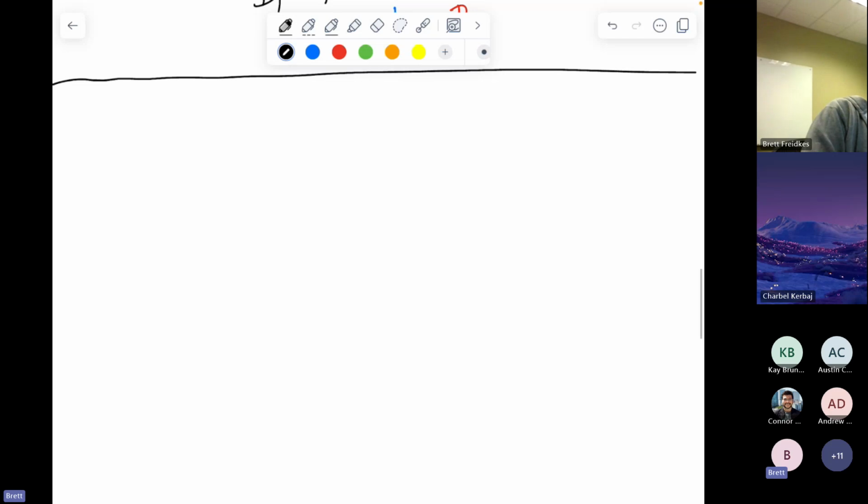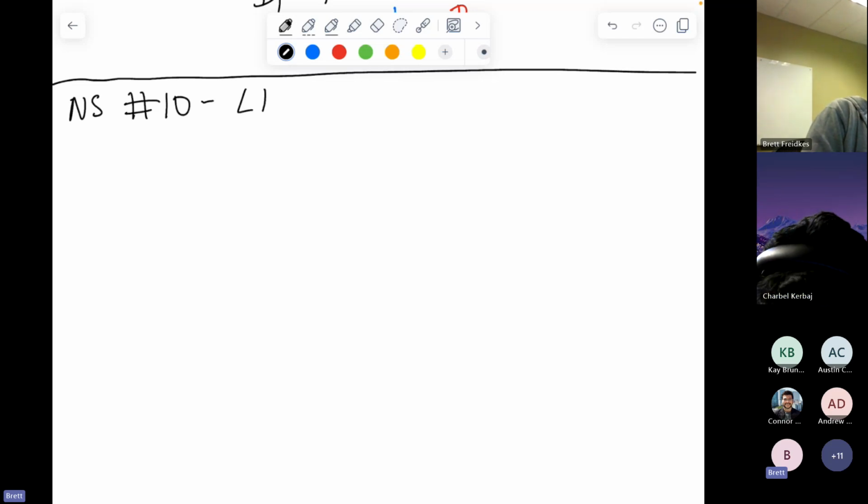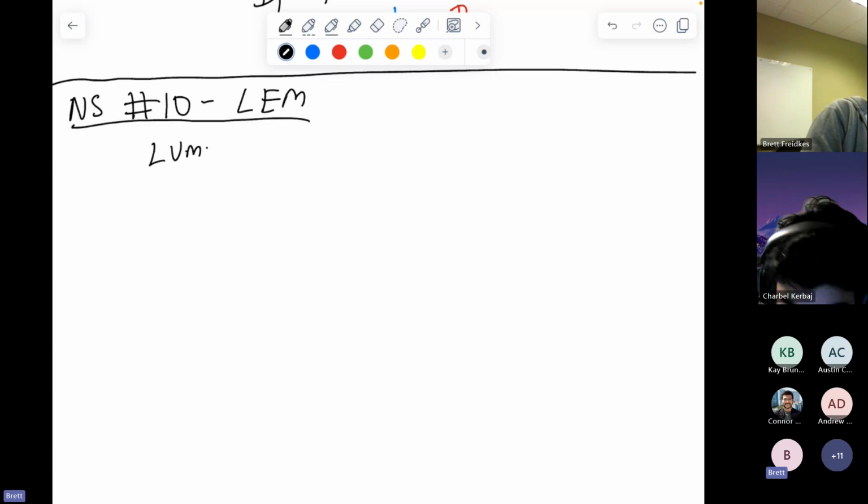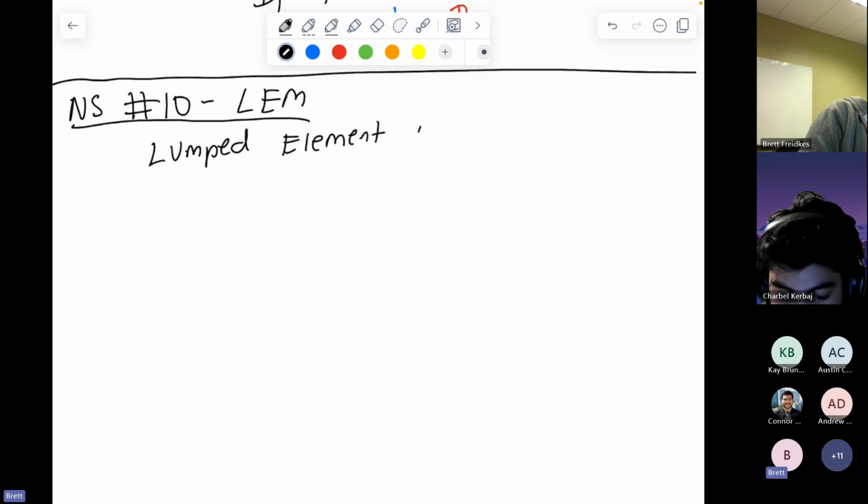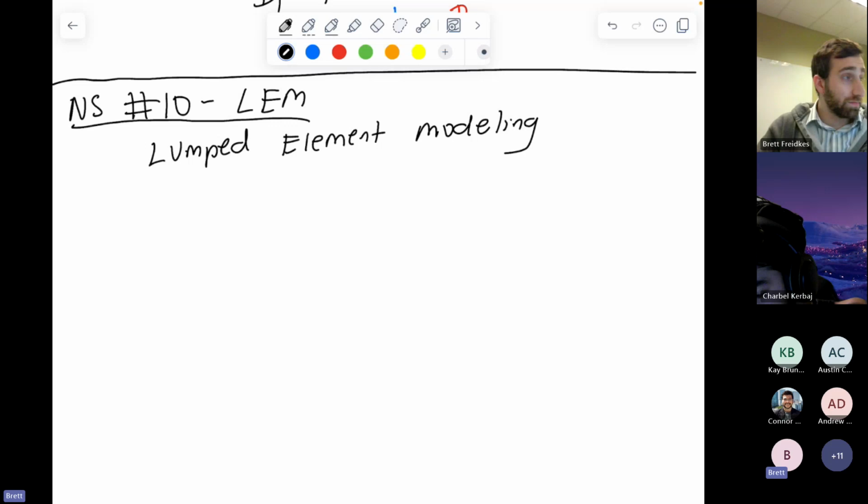So this is note set number 10. This is on LEM, and that stands for lumped element modeling.